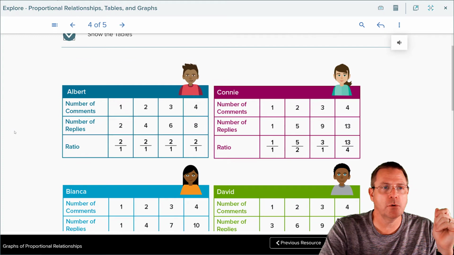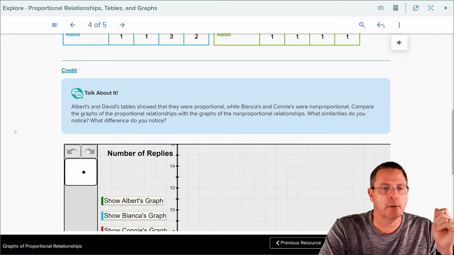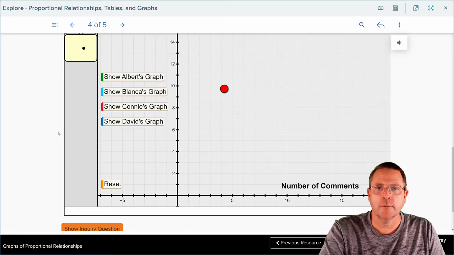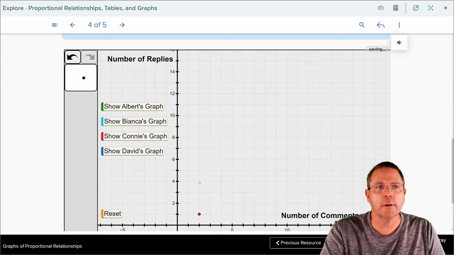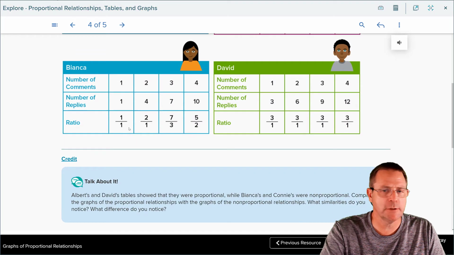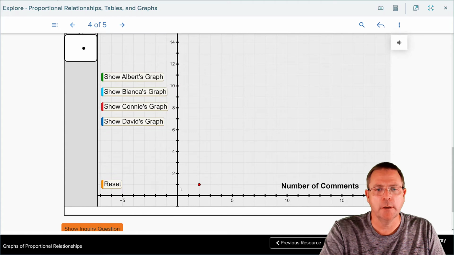We're going to start off with showing all the students. So the first thing we're going to do is come up with Albert. For Albert, he's going to start off with a 2 over 1. Let's make sure I did that right. We were comparing the ratio of replies to comments is how we did that. So replies are going to be the 2, and the comments is going to be the 1.